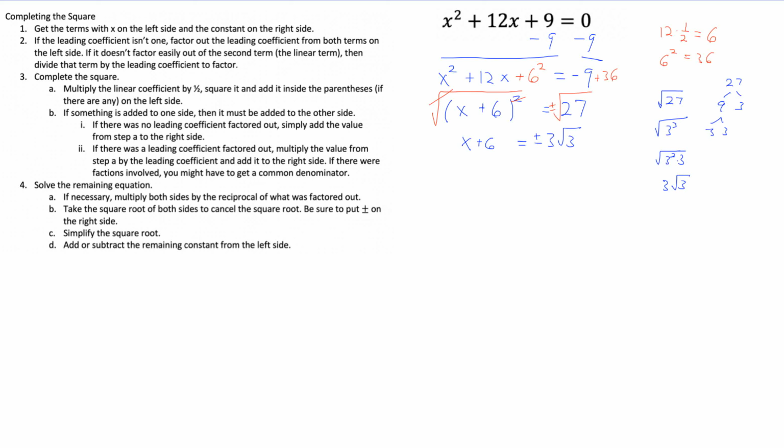And now we finish this off by adding or subtracting from both sides. So we subtract 6 from both sides. Now what we normally do for our answer here, obviously we have x equals on the left side. On the right side, we put negative 6 plus or minus 3 root 3. So we put this term first, the rational term first. And there's the answer to that one.